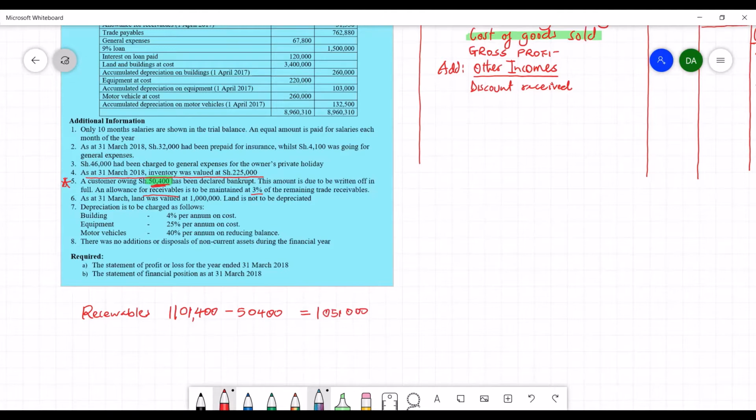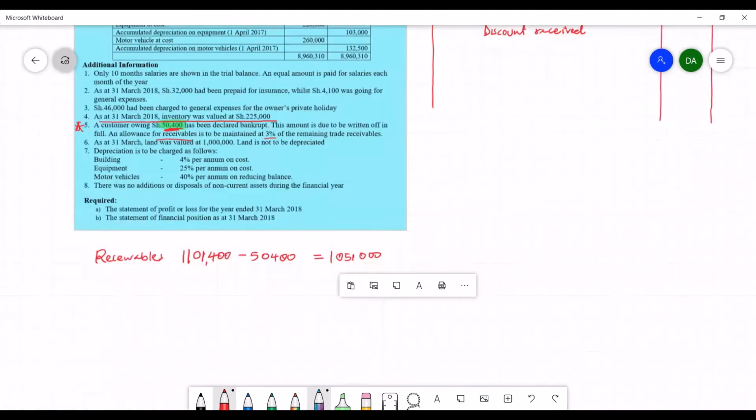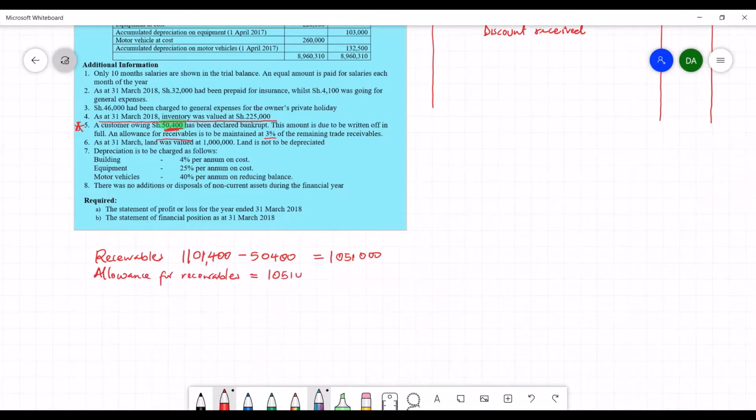Then from the 1,051,000, we are told that the allowance for bad debts, or allowance for receivables, equals 3%. If we get 3% of 1,051,000, it will be equal to 31,530. So at the end, the provision allowance for bad debts is 31,530.